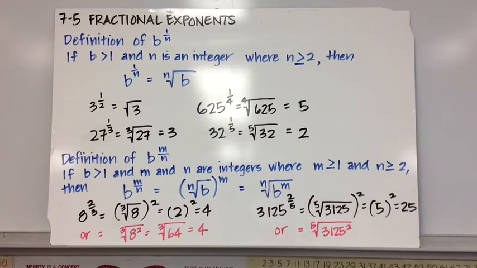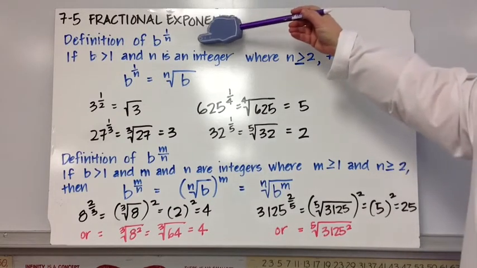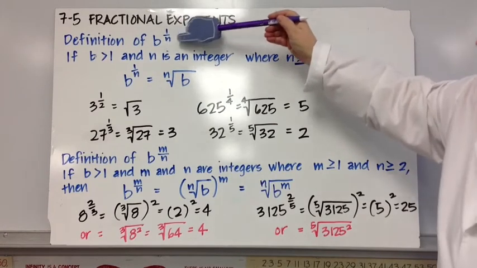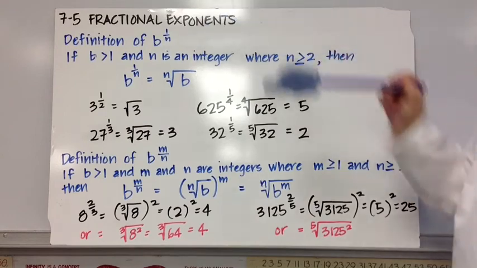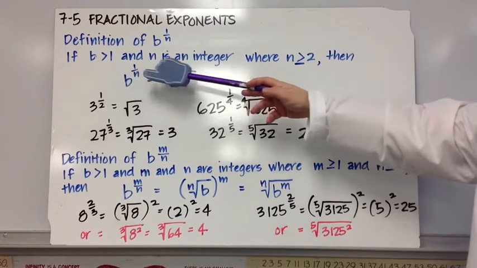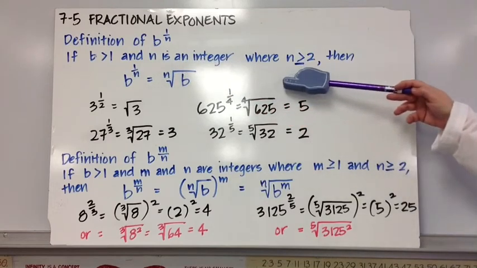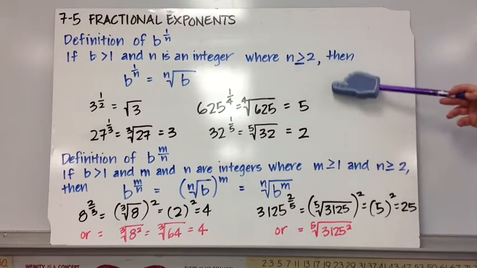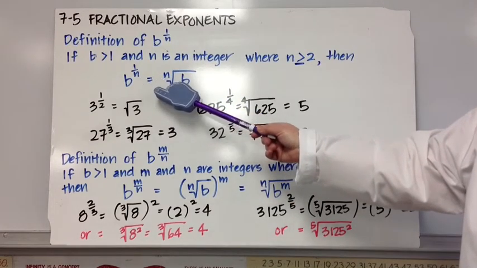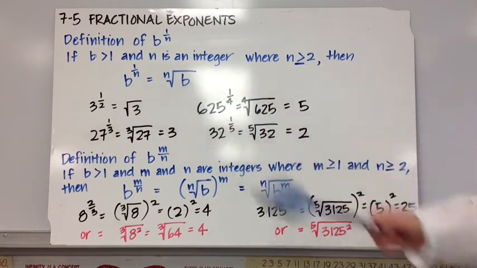Let's talk about fractional exponents, okay? We're just going to basically learn two definitions and how to apply those definitions. So, the definition of b to the 1 over n power: the exponent is 1 over n, b is the base. If b is greater than 1 and n is an integer where n is greater than or equal to 2, then we can say b to the 1 over n power is equal to the nth root of b.